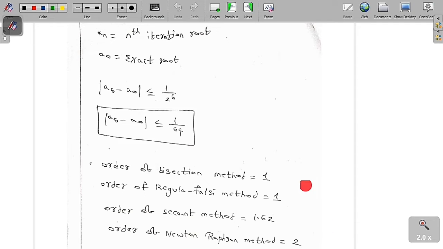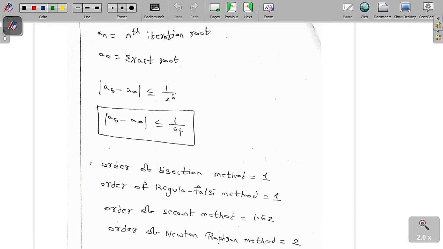So the order of the bisection method is 1, the order of the regula falsi method is 1, the order of the secant method is 1.62, and the order of the Newton-Raphson method is 2. Whenever the order increases, we can get the solution in a very easy way, in less time. As the order of the method increases, we get the result in very little time.